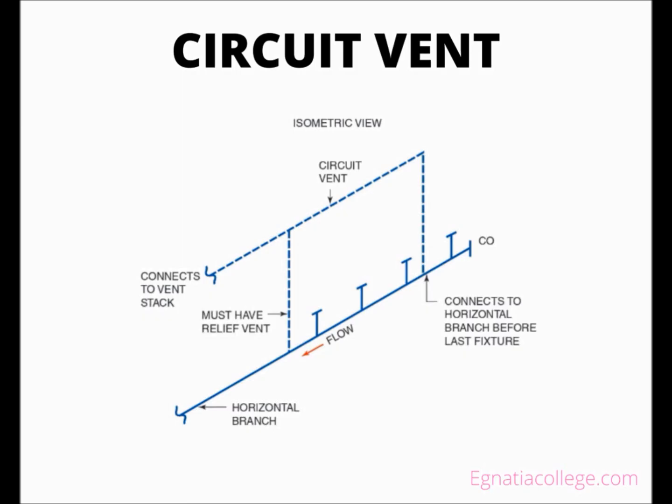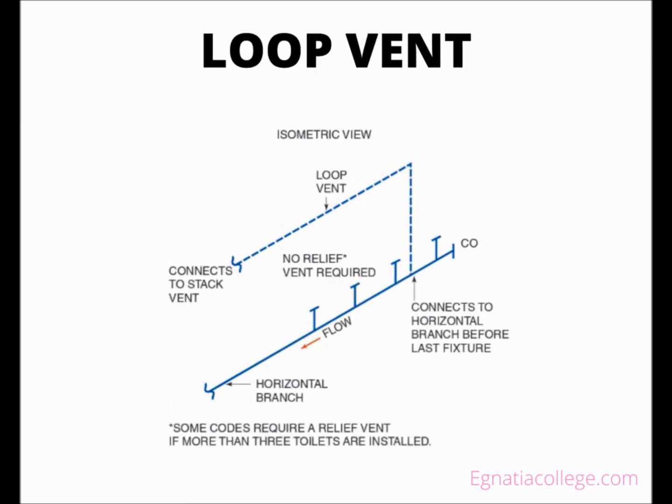Loop vent. A loop vent is a circuit vent that is installed on the top floor of a building or on the highest branch interval of a battery vented branch. Most codes do not require a relief vent to serve a loop vented horizontal branch, because it loops back and connects to the stack vent instead of the vent stack. No other fixtures discharge into a stack vent above a loop vent connection.